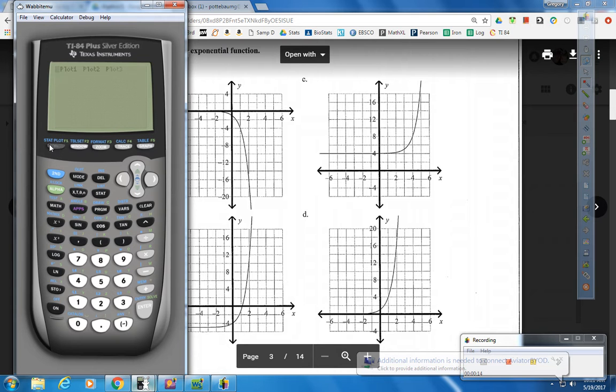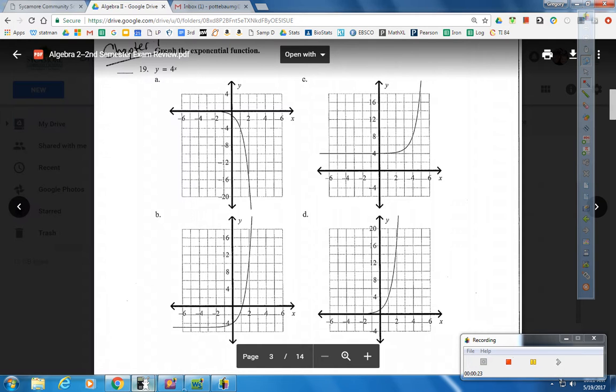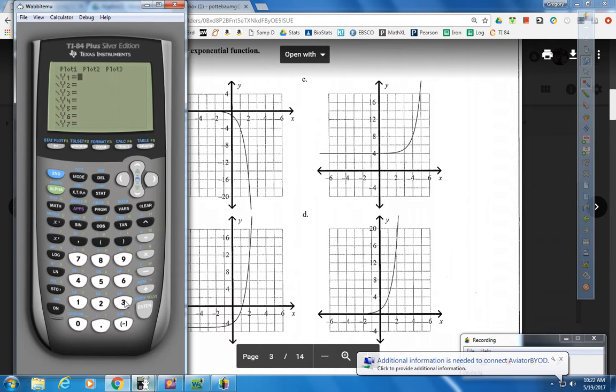So we're going to do y equals, and we'll clear out whatever we have in there. If I look back, the function is 4 to the x power, so it's 4 raised to the x power. There's 4 to the x, and then press graph. Now if your window's off, remember zoom, and 6, the standard. So zoom 6 will go back to the original standard window.